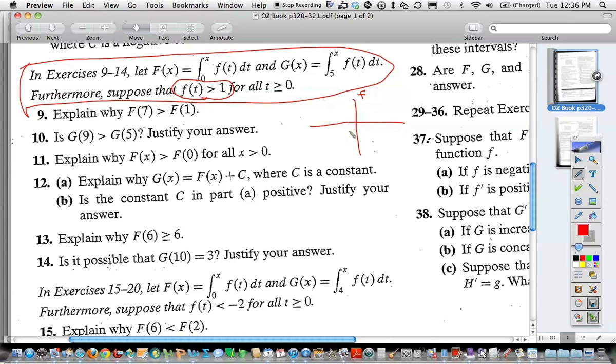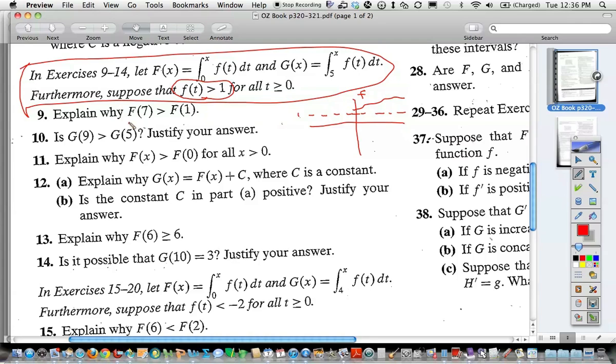It's never below the x-axis and it's never below 1. So here is 1 right here. So this graph, we don't know where it is, but it's always up here somewhere, right? It could come back down, whatever, but it's going to stay above that dotted line. So a consequence of that would mean that these areas, big F and big G, are going to be always positive and always increasing, because whether you start from 0 and go to the right or start at 5 and go to the right, you're going to be picking up positive area.